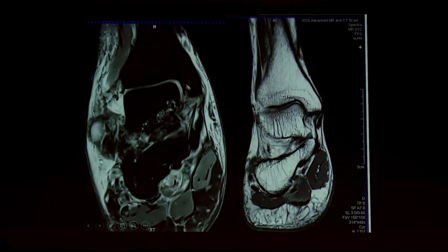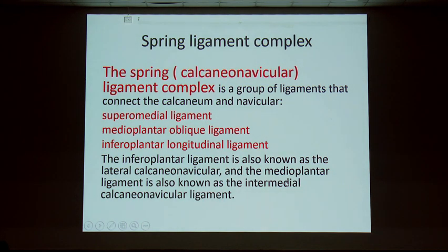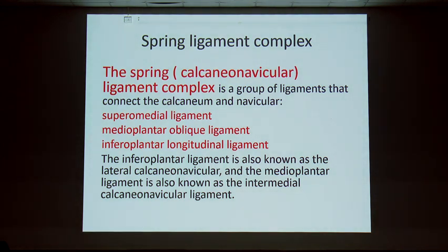This is another case. You can see the complete rupture of the tibiotalar ligament of the deep fibers. You can see the superficial fibers also gone. This is the normal one for comparison I have shown. Spring ligament. What is this spring ligament? It is calcaneo-navicular ligamental complex.